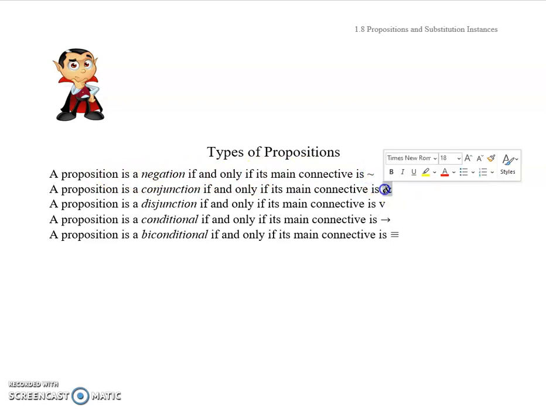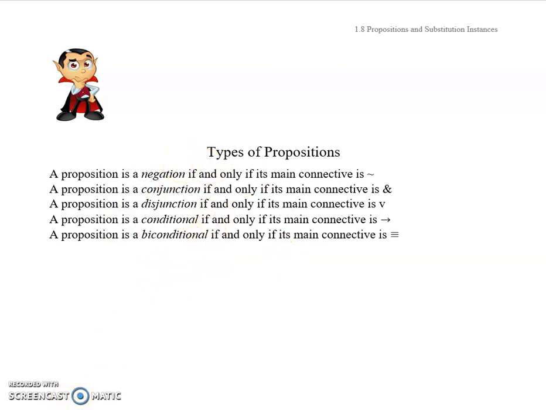Well, if its main connective is ampersand, then it's a conjunction. If its main connective is or, then it's a disjunction. If its main connective is arrow, then it's a conditional. Then and only then is it a conditional. If its main connective is tribar, then and only then is it a biconditional. Okay, so very simple and easy, but we're using this concept of the main connective to categorize, classify all of our propositions into different types.